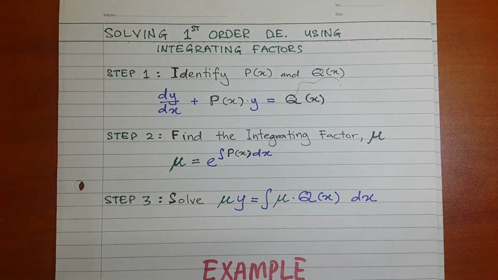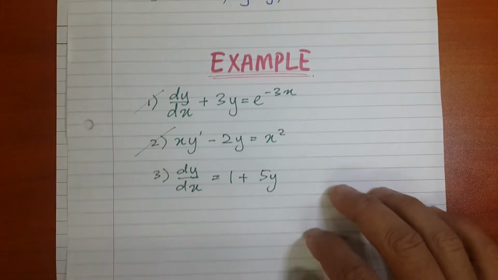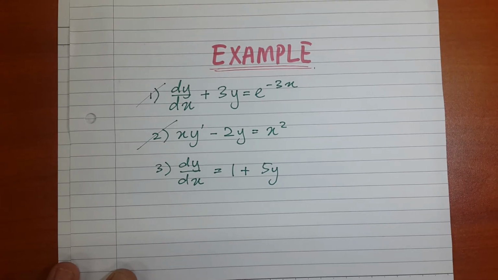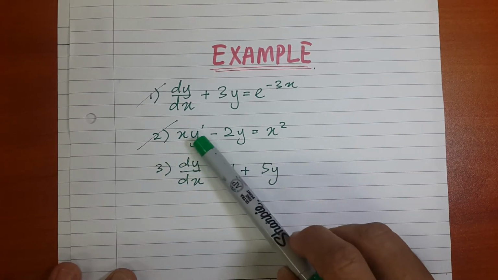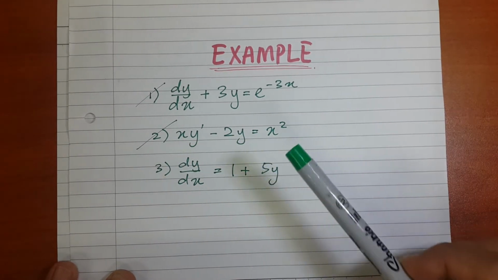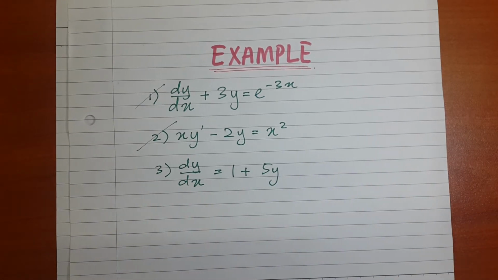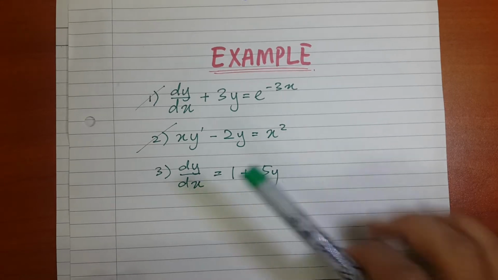Alright, so we have done with the first two examples, dy/dx plus 3y equals e to the power of negative 3x, done, and xy prime minus 2y equals x squared, also done. Right, now let's do the third example, dy/dx equals 1 plus 5y.